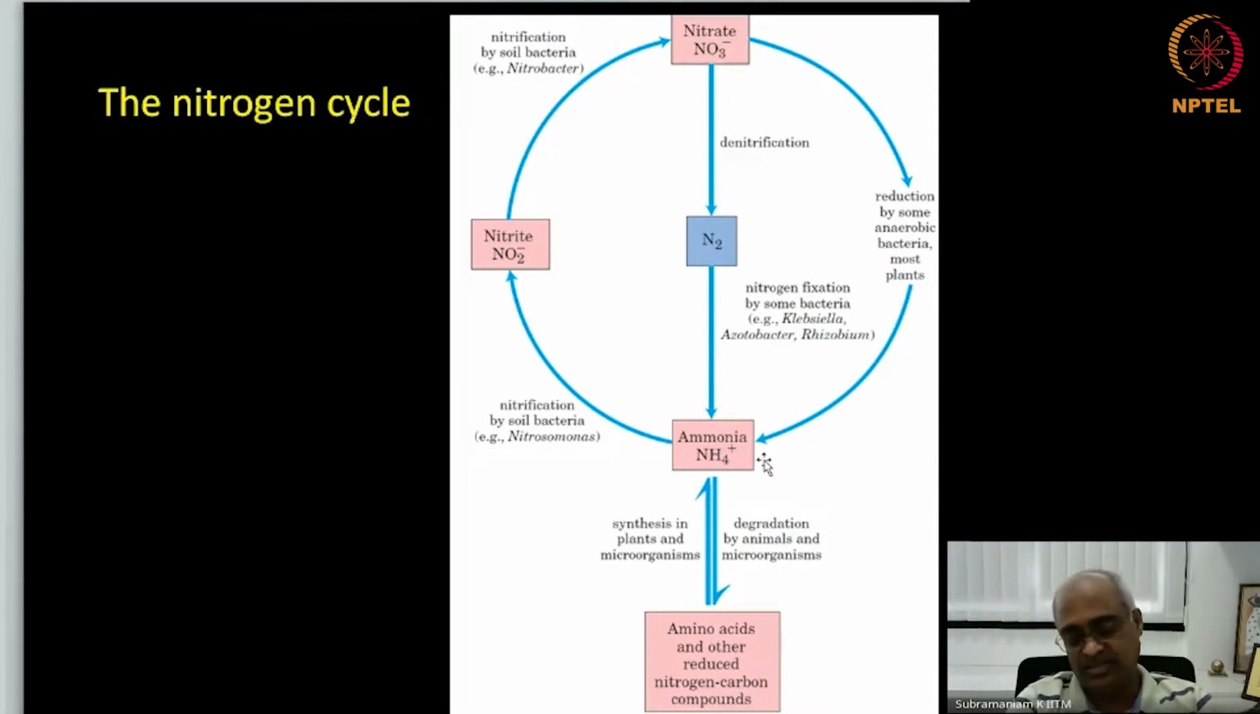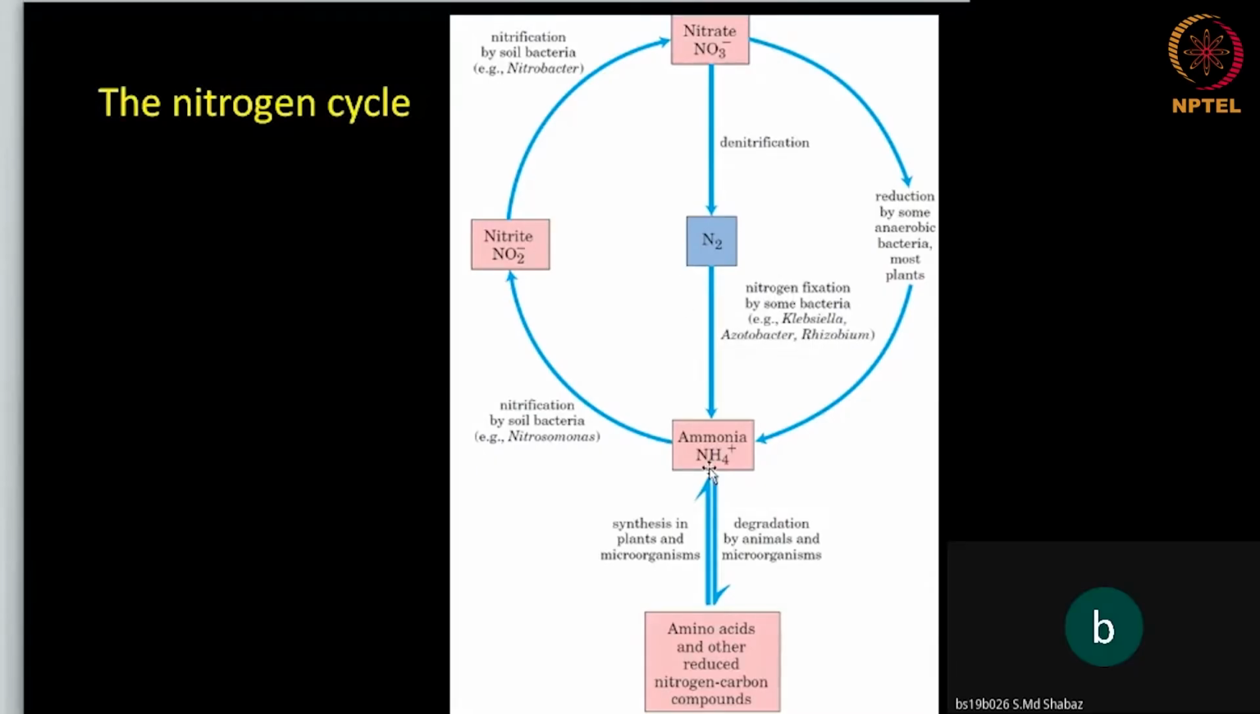We saw the cycling of carbon, hydrogen, oxygen through photosynthesis and oxidative phosphorylation in the bulk of the lectures that we had so far. Here we are looking at the cycling of the nitrogen. The primary point is that nitrogen gas is reduced to ammonia.